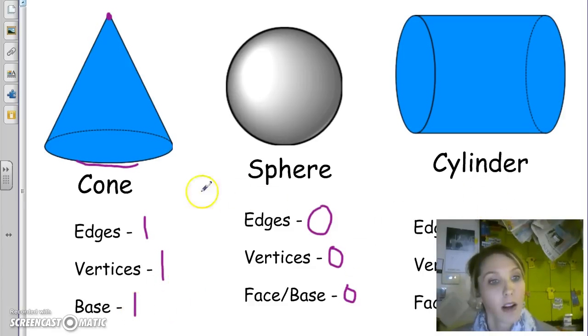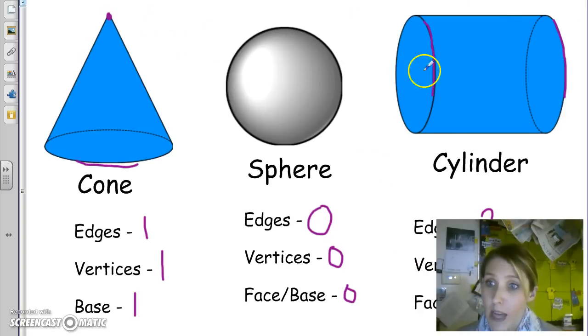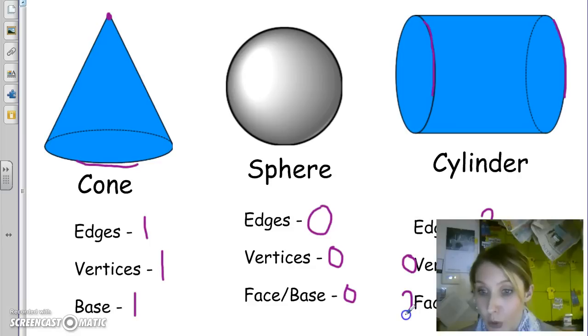Let's move on to the cylinder. Now, just like the cone, we had decided that this round part here was considered an edge. So if the cone has one edge, the cylinder then must have 2 edges. And remember how we were talking about the vertices and the vertices being the point? That cone had 1 point. Do you see any points on the cylinder? I don't. So we have got no vertices on the cylinder. How about faces or bases? Going back to that cone, we decided that there was one base or face which was right at the bottom. Now the cylinder has 2 of those. So we would say that there are 2 faces which are the bases of the cylinder.